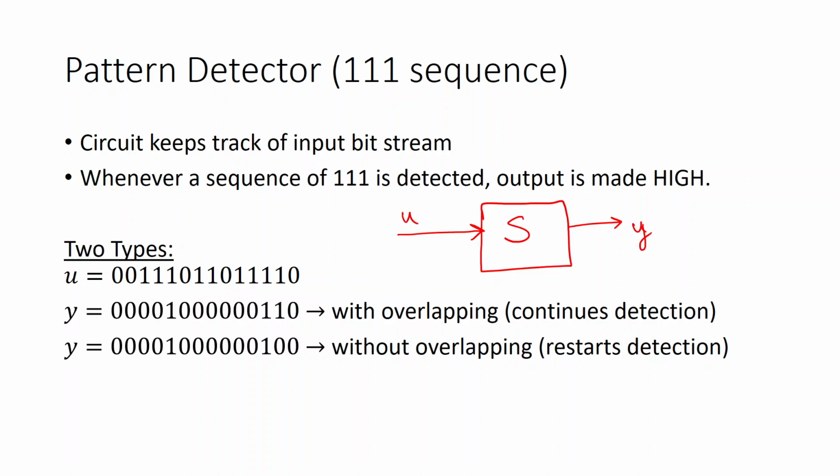Now there are two different types of pattern detection. One is with overlapping and another is without overlapping. What are these, with overlapping and without overlapping? Let us understand with an example.